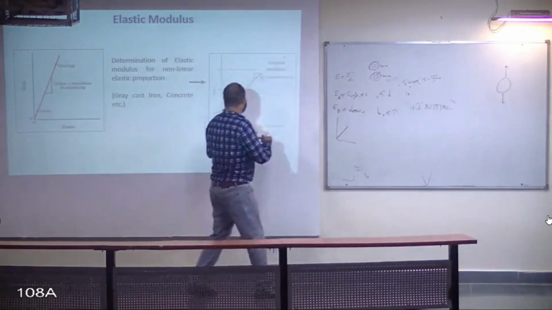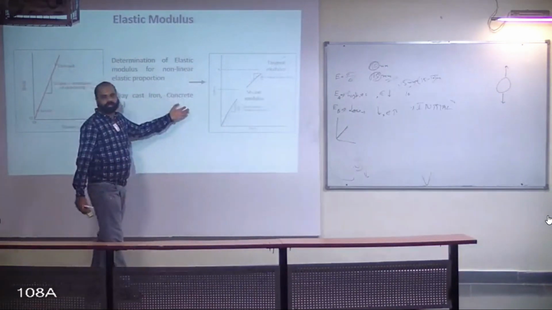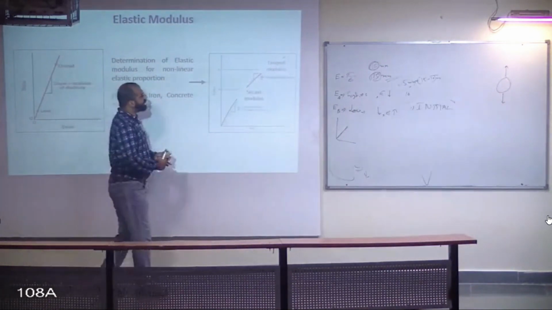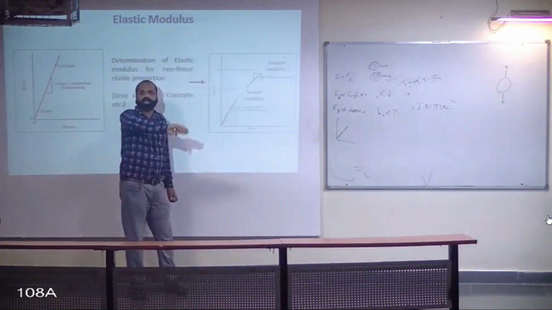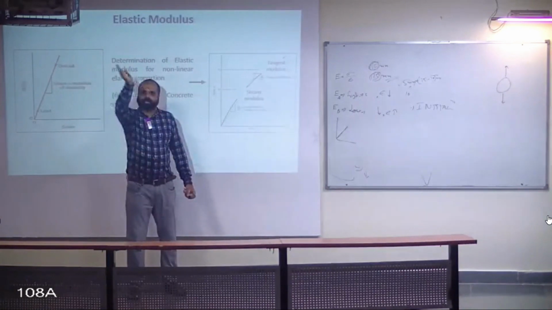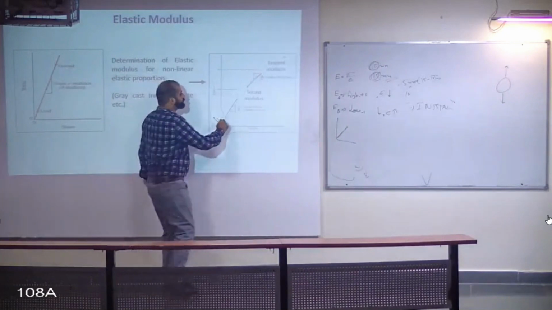There are certain cases like cast iron, gray cast iron or concrete, whatever you say, few examples are mentioned. In that case, the curve is somewhat like this. It's not straight, it's somewhat bent. So this is your curve.